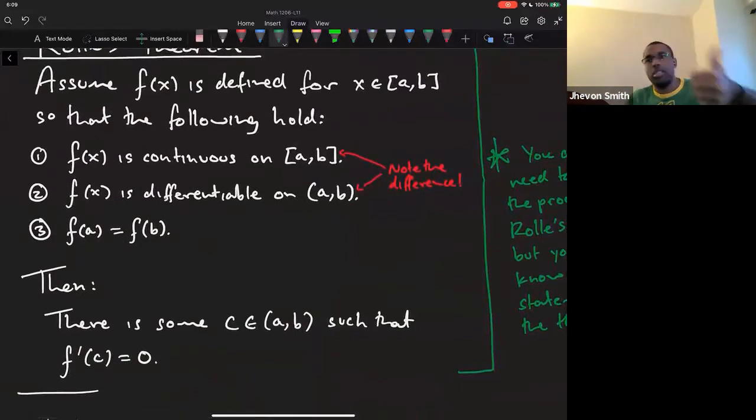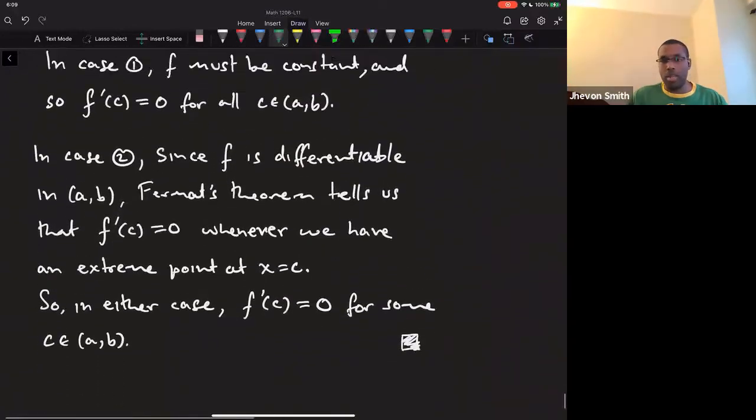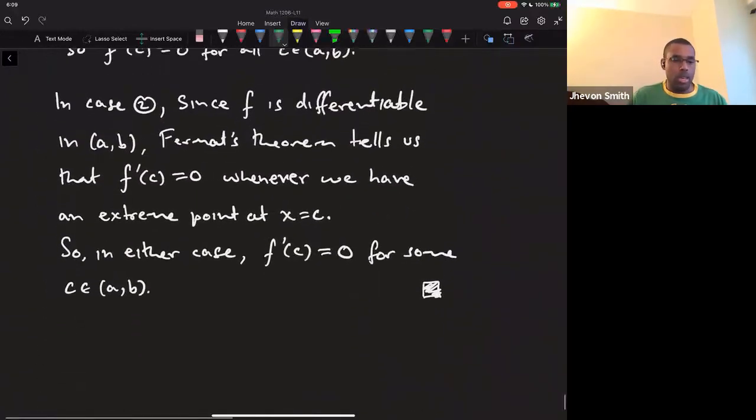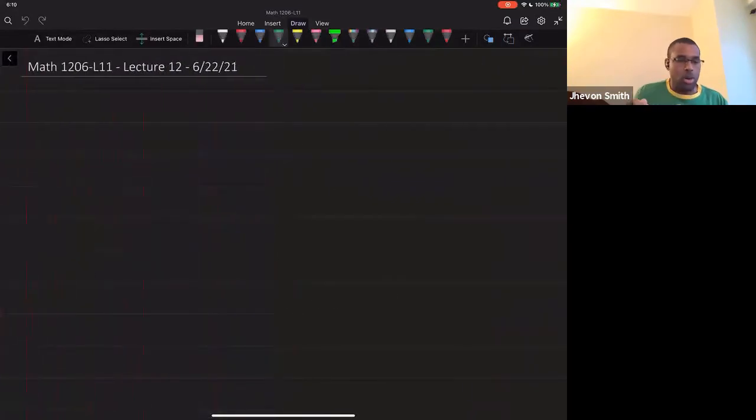It says if our function is continuous on a closed interval, differentiable on the open interval, and the outputs at the endpoints are the same, then there must exist a point in between the endpoints where the derivative is 0. And we actually proved that using Fermat's theorem. And now what we want to do is move on to the next section, where we're going to talk about the mean value theorem.